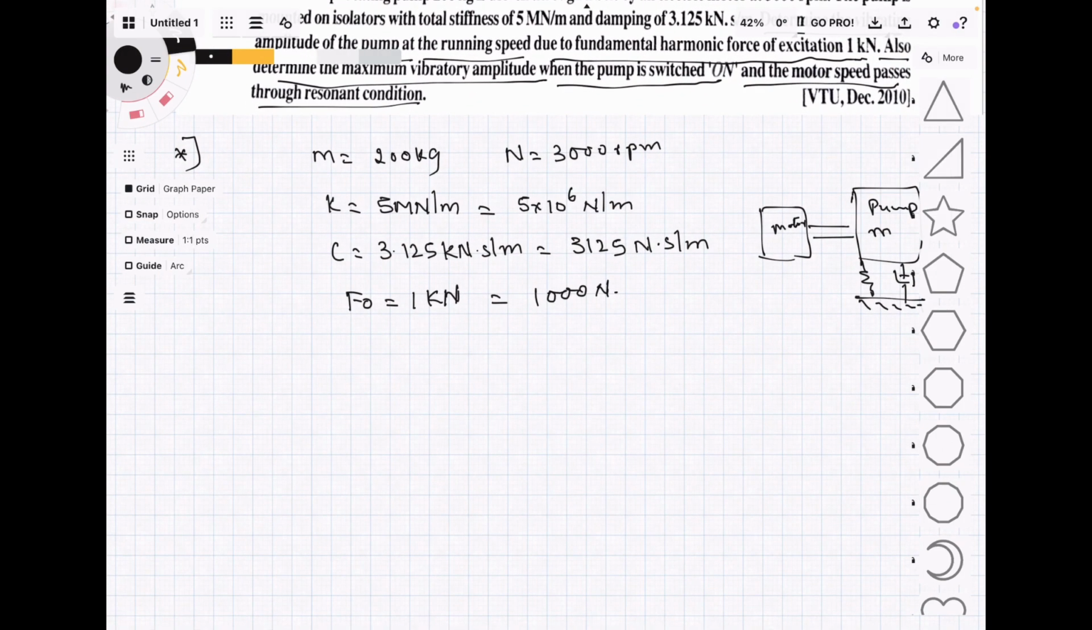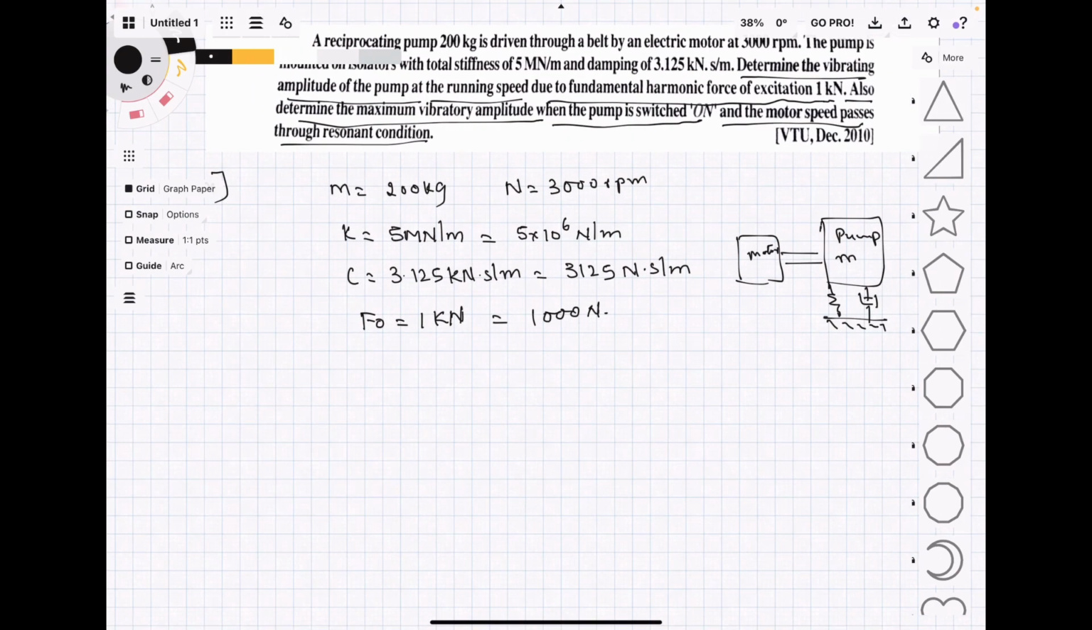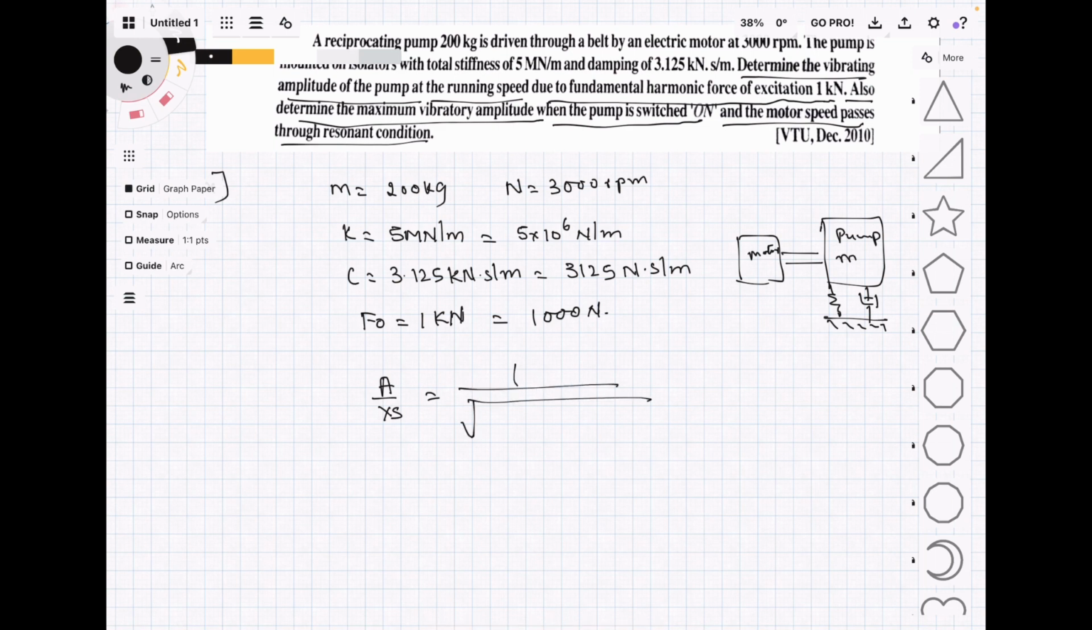Basically we know the formula, that is A upon XS is equal to 1 upon square root of 1 minus r square the whole square plus 2 zeta r the whole square. This is the standard formula we have. So first and foremost, we need to care for a normal condition.